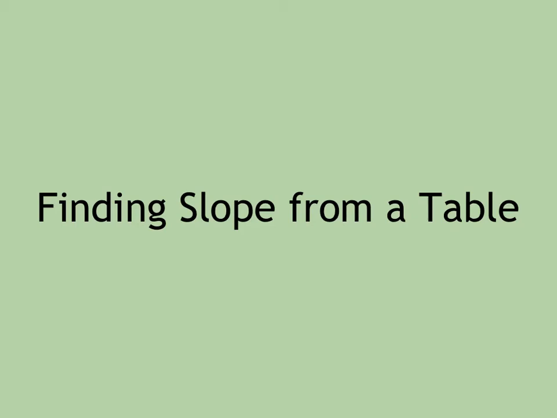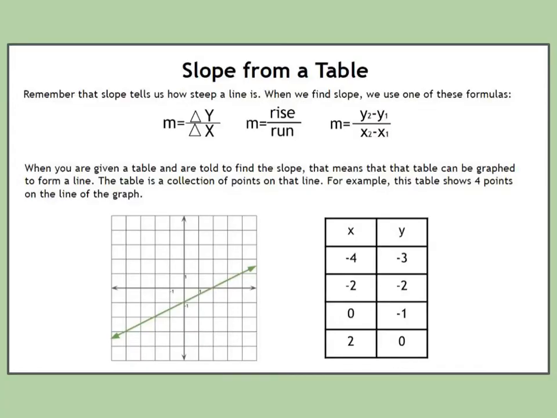This video will cover how to find slope from a table. Slope from a table. Remember that slope tells us how steep a line is. When we find slope, we use one of these formulas. When you are given a table and are told to find slope, it means that the table can be graphed to form a line. The table is a collection of points on that line.